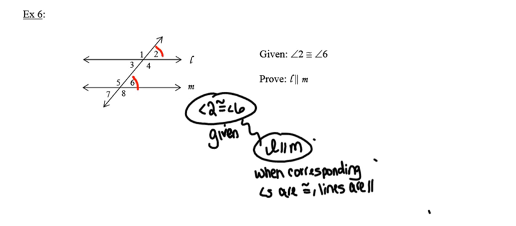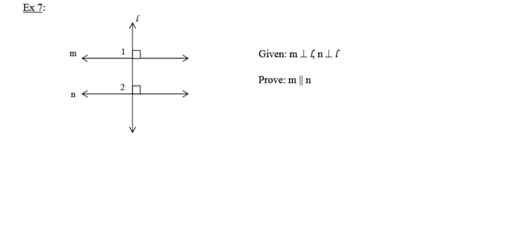All right, I think we'll tackle one more of these for today. I'm going to go ahead and flip up to the top of the next page. It says M is perpendicular to line L, which has already been marked for me in the diagram. And line N is perpendicular to line L. We're trying to prove that the two lines have to be parallel to each other.